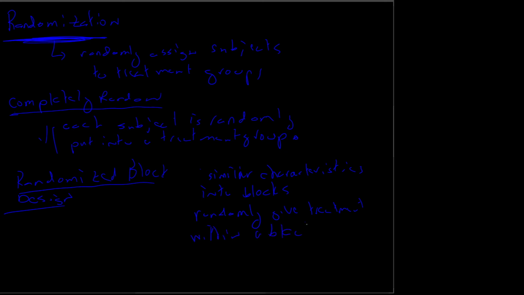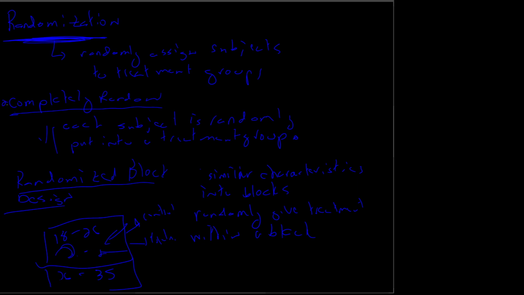That way, if age is a factor, let's say age is your block, you have everyone in a certain age group, 18 to 26, 26 to 35, and you randomize treatment in here, and if age is a factor, you'll be able to see it because of the block. And so, inside the block, you get a control and a treatment.